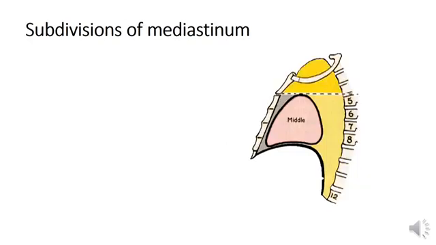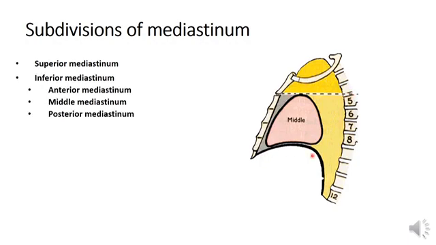Subdivisions of the mediastinum. The mediastinum is divided by an imaginary line at the level of the sternal angle and the intervertebral disc between T4 and T5 into superior mediastinum and inferior mediastinum. The inferior mediastinum is further divided by the heart and pericardium into the anterior mediastinum, which is between the pericardium and the sternum, the middle mediastinum, which contains the heart and pericardium, and the posterior mediastinum, which is from the heart and pericardium to the vertebral column.